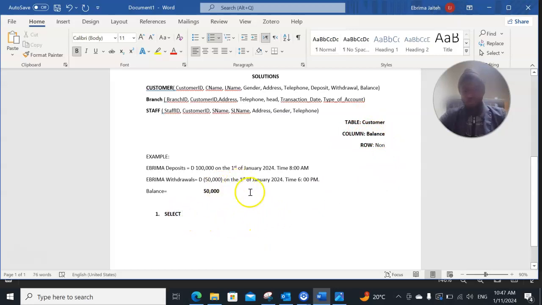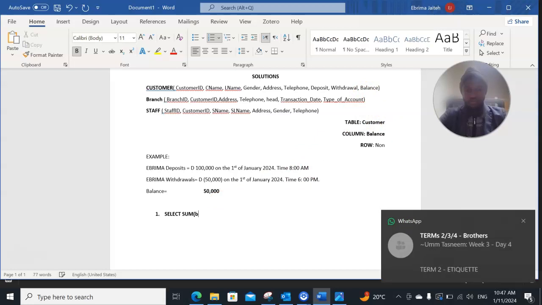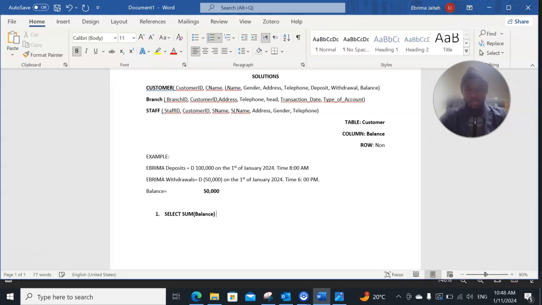Since the question is asking what is the total savings, to know the total savings, we are going to use the sum function. It's an SQL function. So we are going to say select sum of the what? Now, what are you summing? It is the balance amount. Sum of the balance.